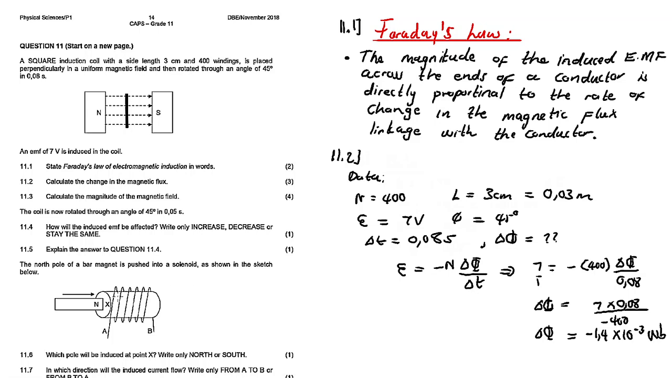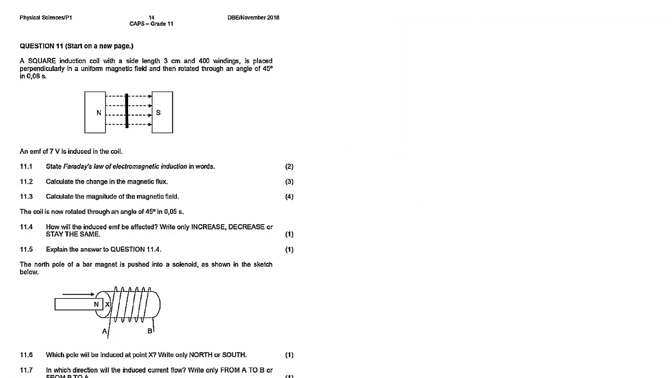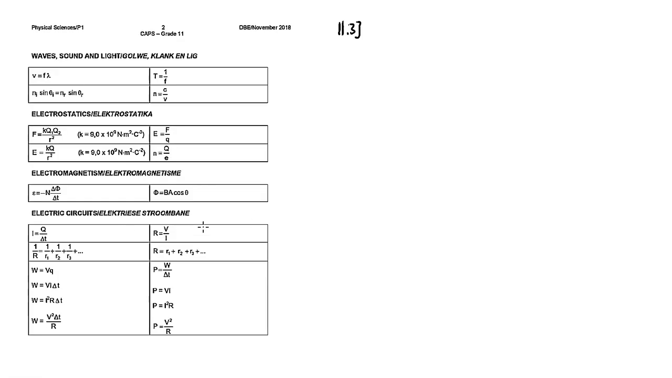Now 11.3, calculate the magnitude of the magnetic field. Magnetic flux and magnetic field, you need to know how to differentiate between the two. Okay, we need to calculate the magnetic field. Let's see the formula sheet. I have two formulas for electromagnetism. Sometimes you're confused between the two, magnetic field and magnetic flux. Magnetic flux is represented by phi.